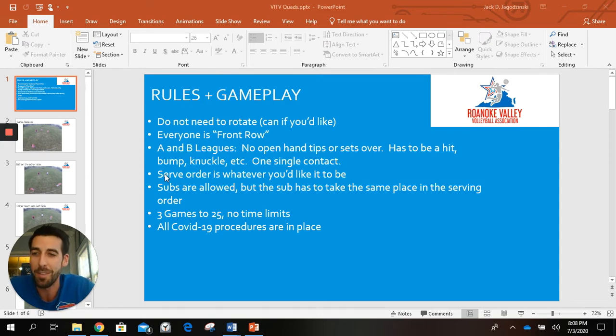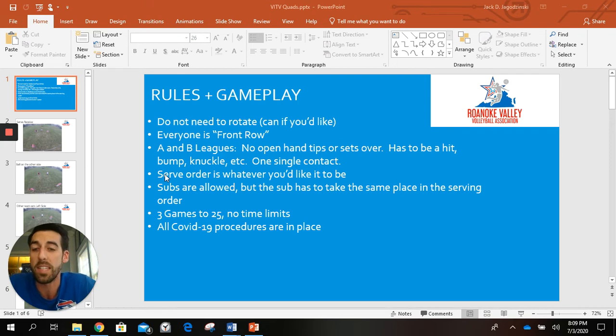Serve order is whatever you'd like it to be. It could be alphabetical order of your names. It could be order of your birthday, or you could just go in order of where everybody is standing. But you can do whatever you want with that and just roll through that cycle. Subs are allowed, and if you have a 5th person on your team, you can sub them in anytime you want to. The only thing that needs to happen is that the sub has to take the place of the person they're replacing in the service order. And then if you took one person out, person number 5, you put them in for person number 1. Person number 1 can't come back in for person number 3 during that game. So you basically have 1 sub per game if you have 5 people.